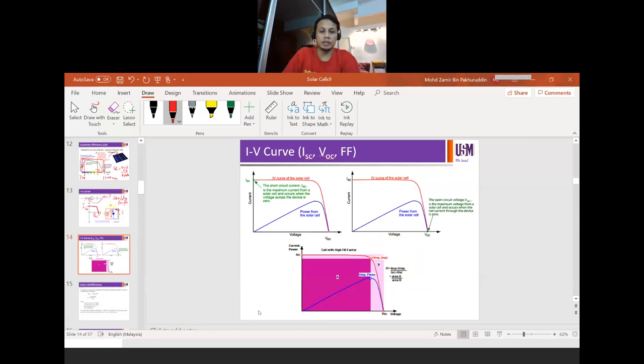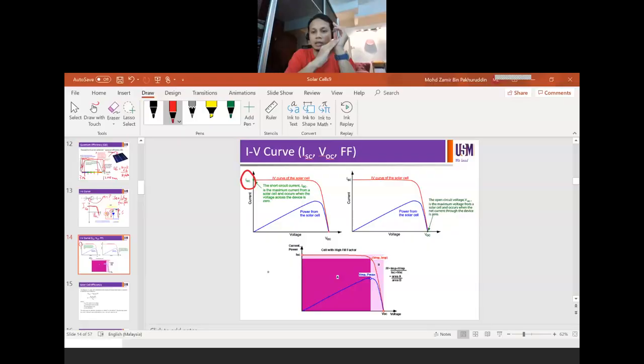Right, this is the same thing, IV curve of a solar cell. So you can see the description there. ISC is the short circuit current, or it can be defined as the maximum current from a solar cell, and it occurs when the voltage across the device is 0. So that means kalau you ada solar cell, you short circuit kan dia, tak ada load across it, so you're gonna get your short circuit current.